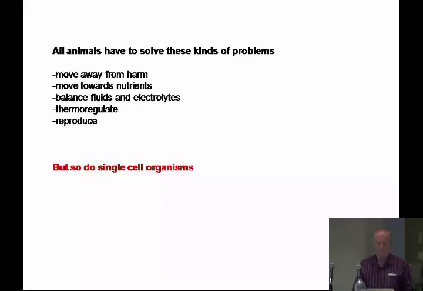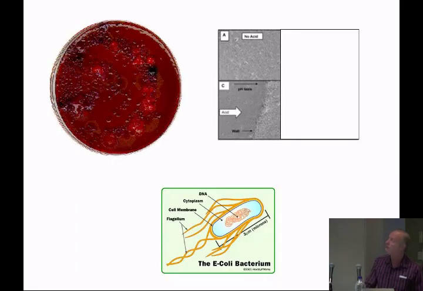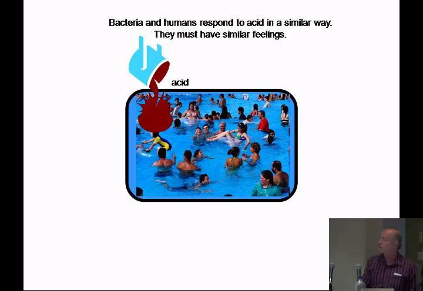So all animals have the ability to solve these problems: move away from harm, move towards nutrients, balance fluids and electrolytes, thermoregulate, and reproduce. But also single cells do. Here's bacteria living in a petri dish in the lab, and on the top they're just dispersed. You squirt acid in the petri dish, they all move to one side. People in a swimming pool, put acid in, they all move to one side.